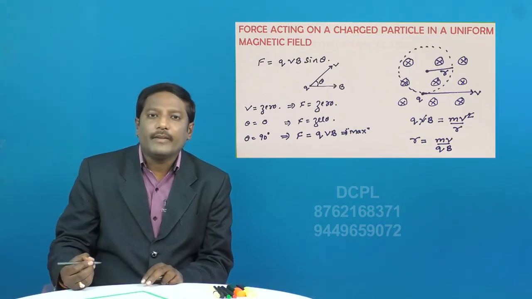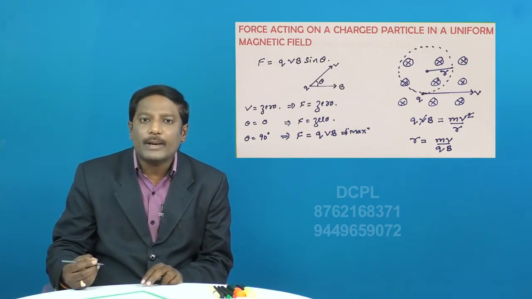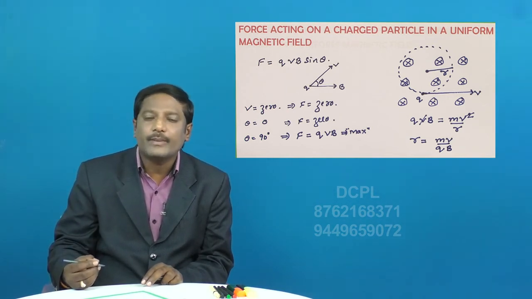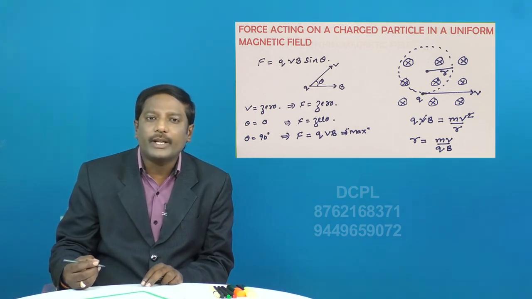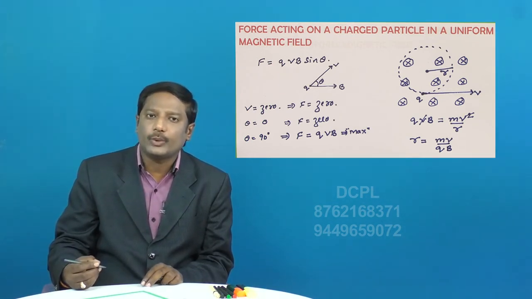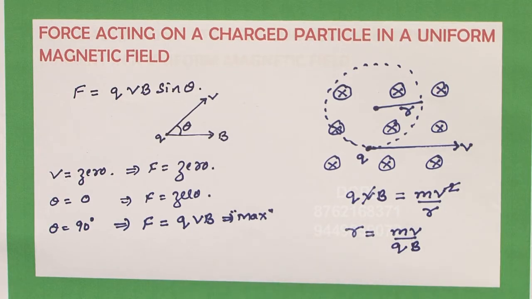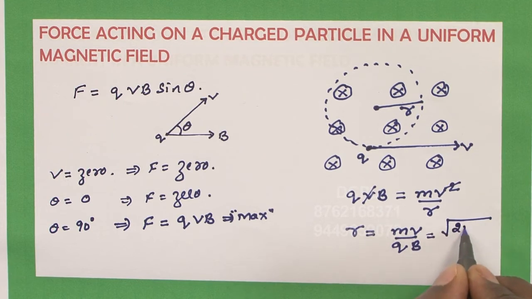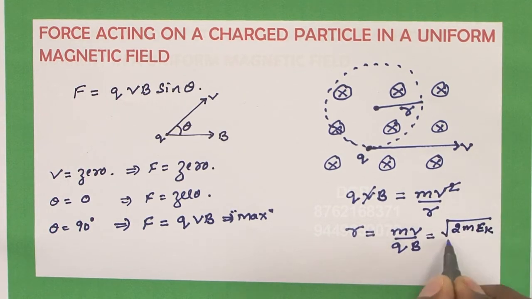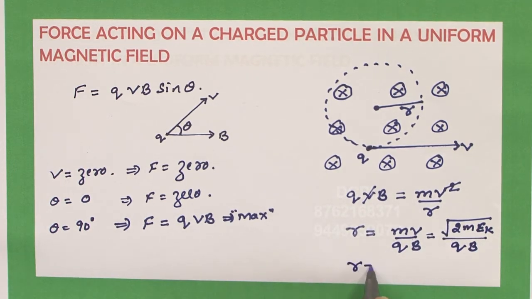So, remember, when the charged particle is moving in a circular path, the radius described by that particle in the uniform magnetic field is given by the formula r equals m into v divided by Q into B, where m into v is nothing but the momentum. So, this momentum can be replaced by root of 2m into kinetic energy, divided by Q into B, or the kinetic energy can be replaced by charge into potential.